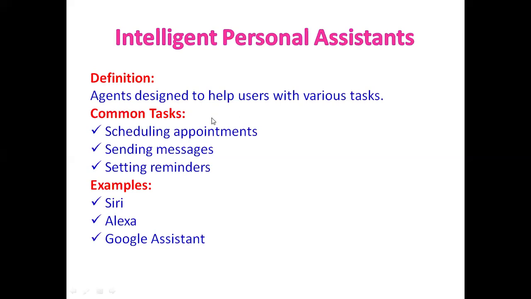These tasks include scheduling appointments, sending messages, setting reminders, and providing quick information. They interact with users through voice commands and/or text inputs and utilize artificial intelligence to understand and respond effectively. Popular examples of these intelligent personal assistants include Siri by Apple, Alexa by Amazon, and Google Assistant, which are widely used to enhance productivity and simplify daily activities.